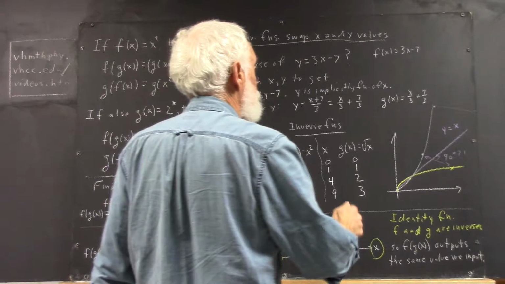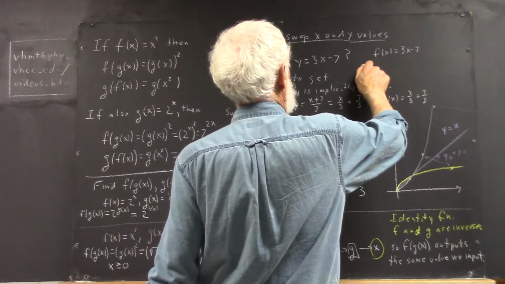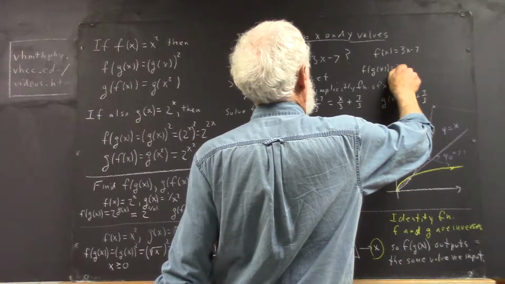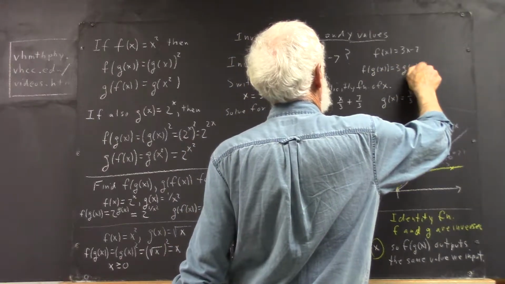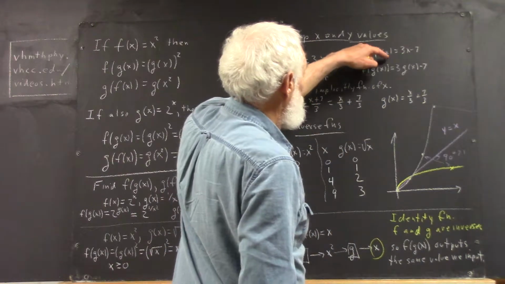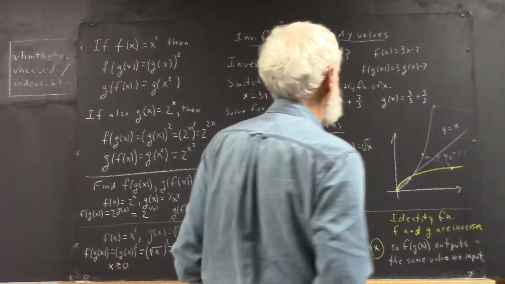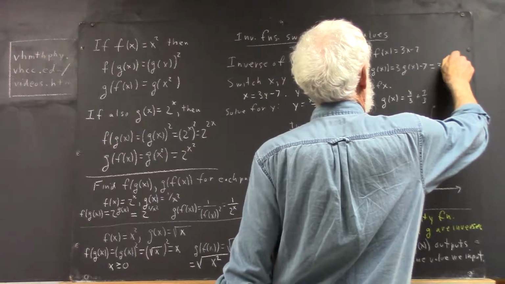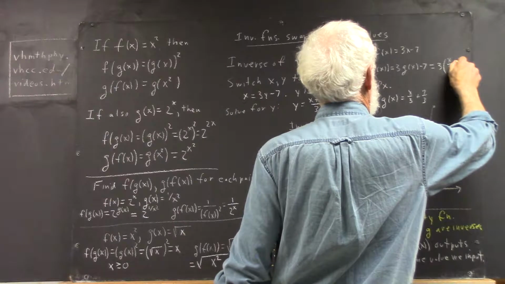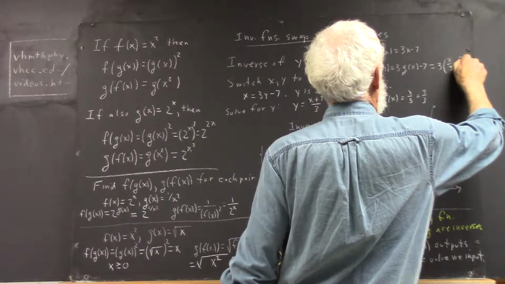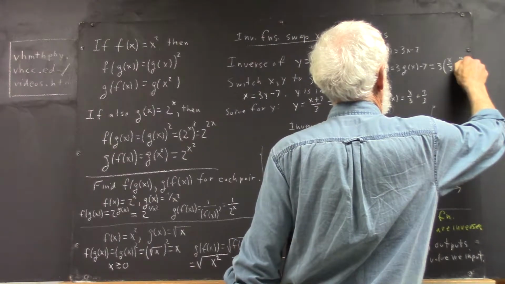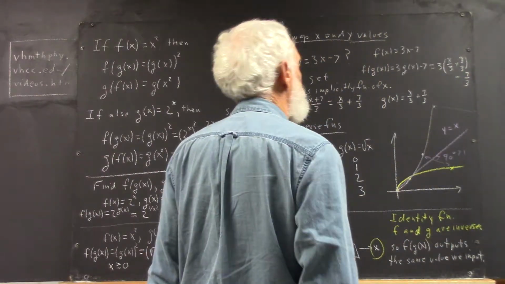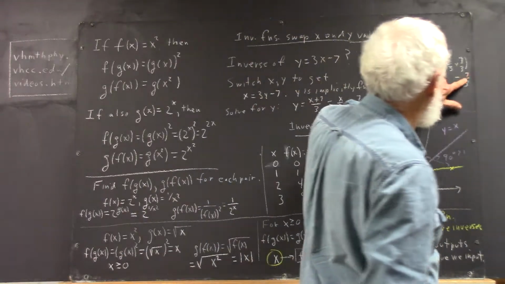What is f of g of x? Well, that's 3 times g of x minus 7, because we've replaced x with g of x. Of course, that's 3 times x over 3 plus 7/3, minus 7. I ran out of room, but then it's minus 7/3. Sorry, minus 7.